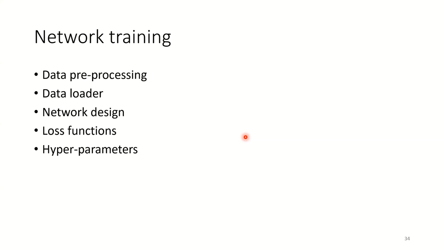Okay, so this is the full process of training your network. And this should be in this order. It should not be that you first design your network and then jump to data processing. No. That would be messy. So it's good if you follow this order.